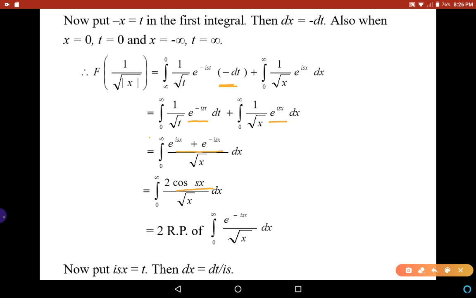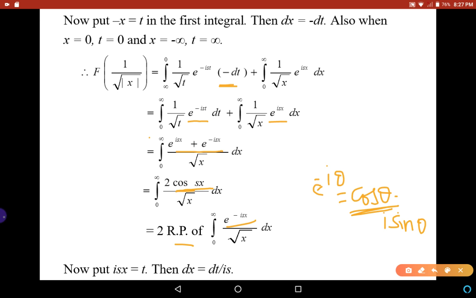Now because it is difficult to evaluate this integral directly, we'll write this integral as 2 into real part of integral 0 to infinity e power minus isx by square root of x dx, because we know that e power minus i theta is equal to cos theta minus i sin theta. Therefore, real part of e power minus i theta is cos theta.